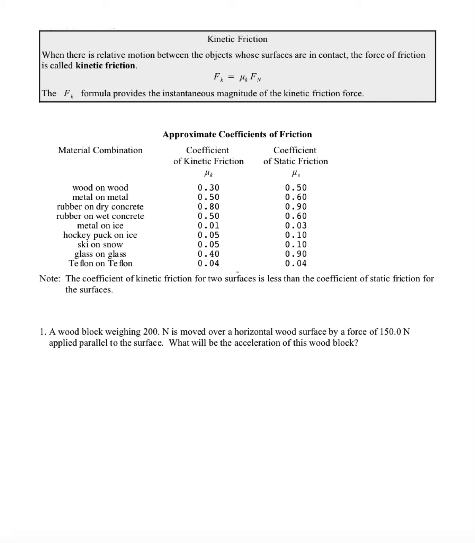This section is about quantitatively analyzing friction. When there is relative motion between objects whose surfaces are in contact, the force of friction will be called kinetic friction. It's the friction of motion. Kinetic friction has a quantitative formula, Fk equals mu k times Fn.